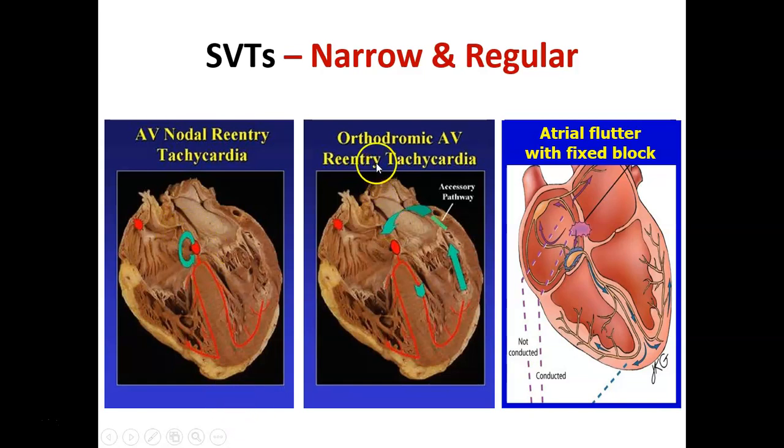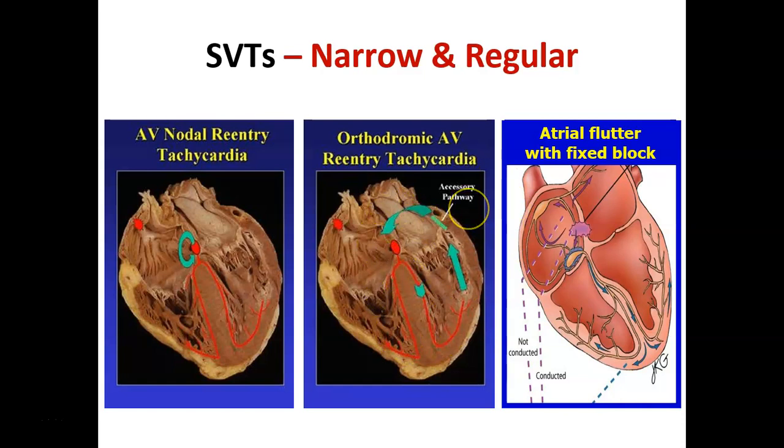The second mechanism is the orthodromic atrioventricular reentrant tachycardia. Here, the impulse originates from the atria, then goes through the AV node and normal conduction system, causes the excitation of the ventricles, then comes back and finds an accessory pathway, and then it makes a loop and re-enters the atria again, and from the atria to the ventricles again. So this is the re-entrant phenomenon. This is called orthodromic atrioventricular re-entrant mechanism.